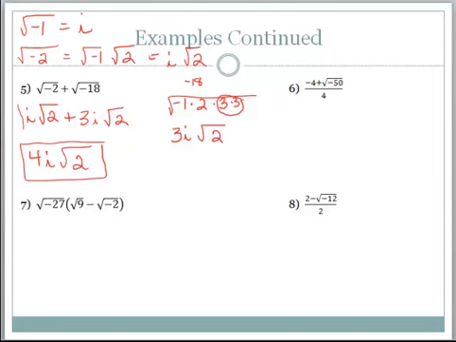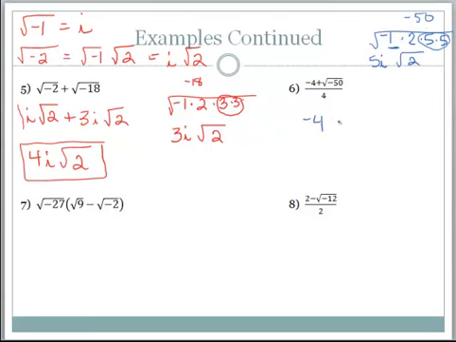So how about number 6? We have negative 4 plus the square root of negative 50 over 4. The square root of negative 50. So we can break that down into negative 1 times, we know that's 2 times 25. So 2 times 5 times 5. That's all under a square root. This is going to be i. These get to come out, so we have a 5. And the 2 has to stay inside.